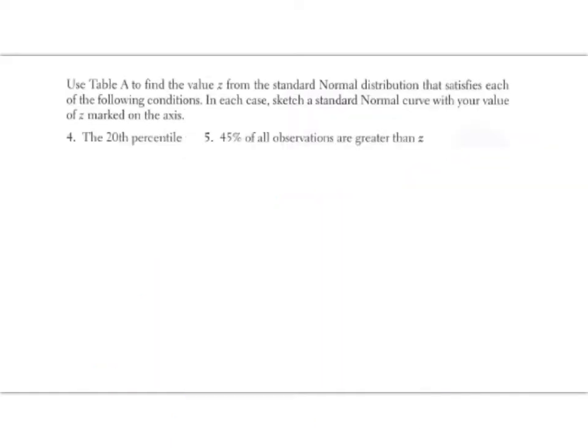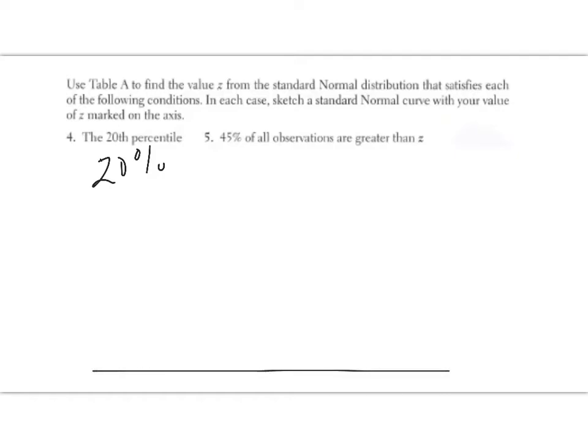Okay, so now it's asking us in number 4 here to find the 20th percentile. Well, if you haven't made this connection yet, the percentile is the same as the area under the curve, right? I've been saying 20%, right? So the 20th percentile, 20% of the scores are less than.